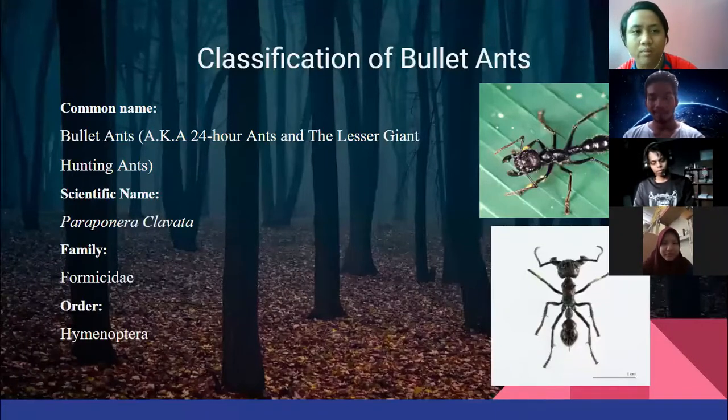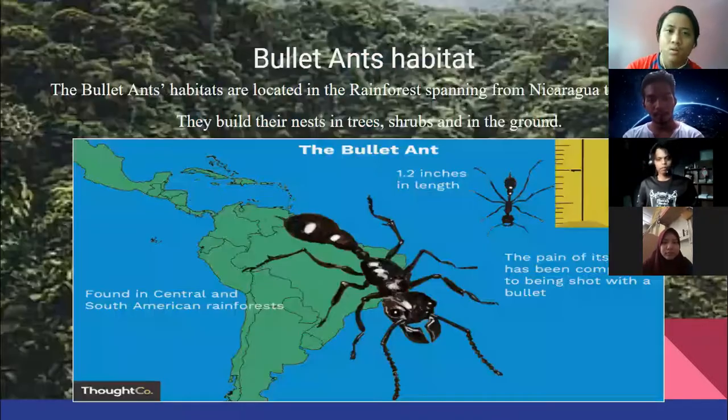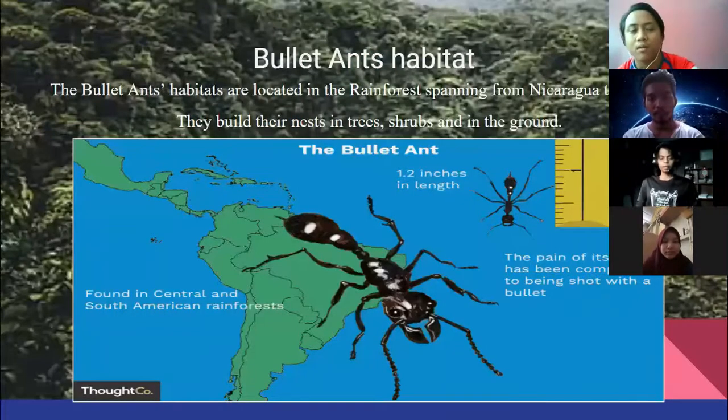Bullet ants are commonly known as 24-hour ants and the lesser giant hunting ants. The scientific name for the bullet ant is Paraponera clavata, from family Formicidae and order Hymenoptera. Bullet ants can be found in the rainforest from Nicaragua to Paraguay.